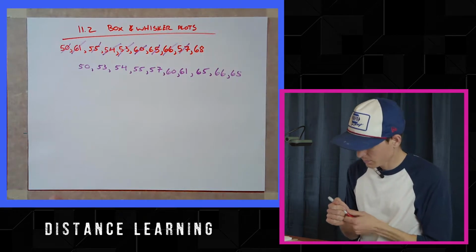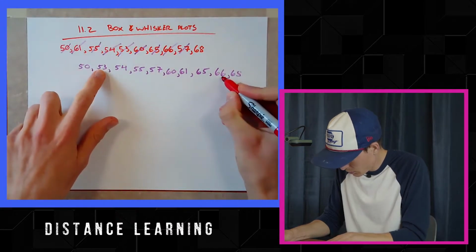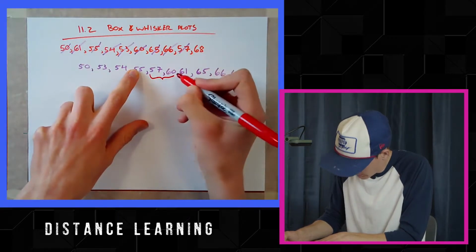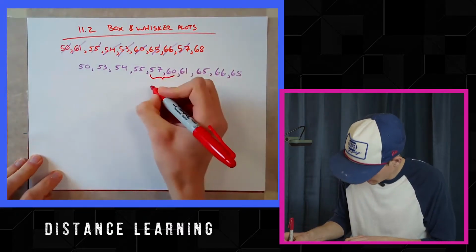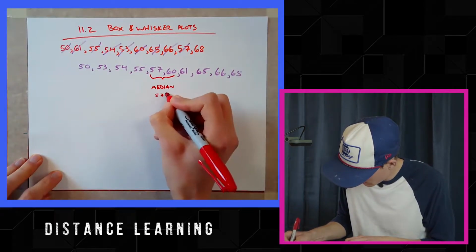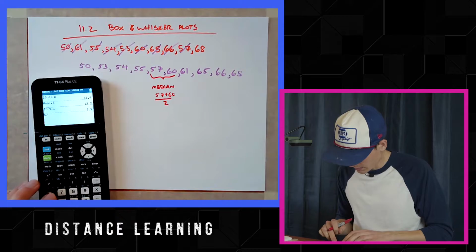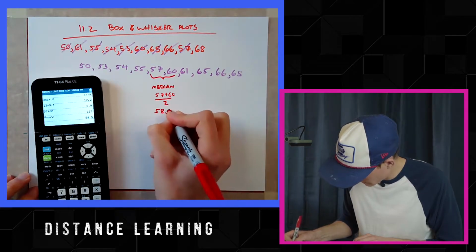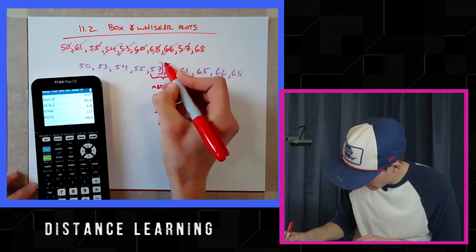Alright. So, next step, find the median. There are 2 in the middle. So that means the median is going to be 57 plus 60 divided by 2. What is that, guys? You guys know I am not good at math. Not a nice number. 58.5.